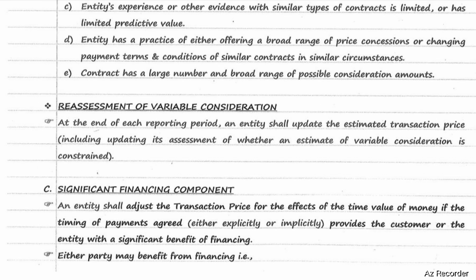Next, significant financing component. An entity shall adjust the transaction price for the effect of the time value of money if the timing of the payments agreed, either explicitly or implicitly, provides the customer or the entity with a significant benefit of financing. That means, if credit is provided, interest will be charged for such credit period. That will be the significant financing component.